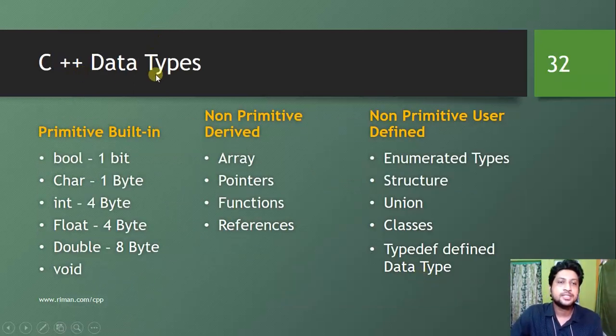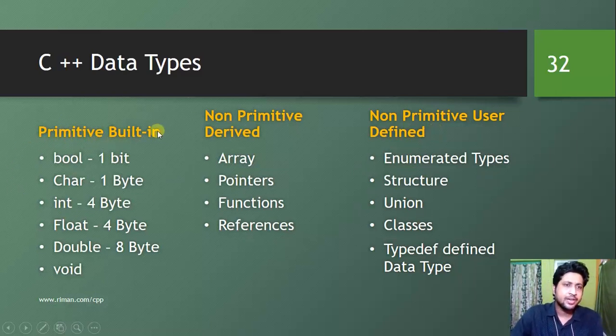So C++ data types. C++ provides three different types of data types. One is built-in data types that are unchangeable. Then we have non-primitive derived data types. That means these data types are derived from the primitive data types, so one or more primitive data types together form these derived data types. And non-primitive user-defined data types are the data types that are created by the users.